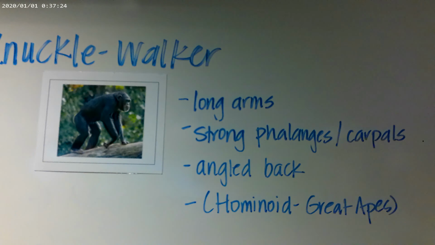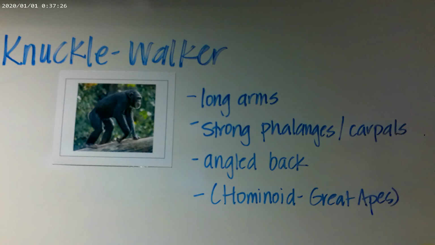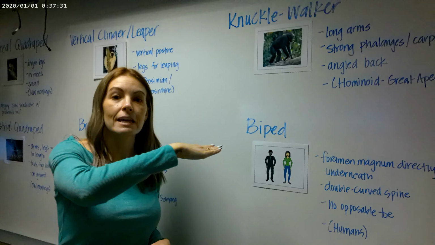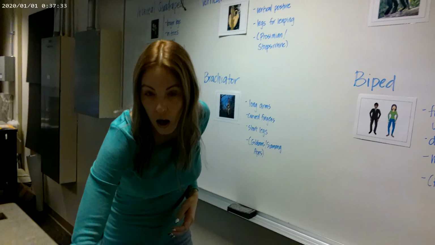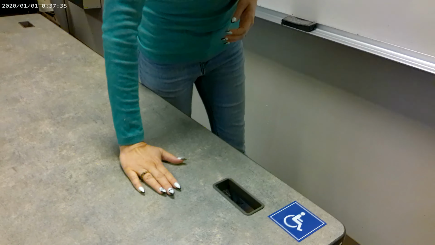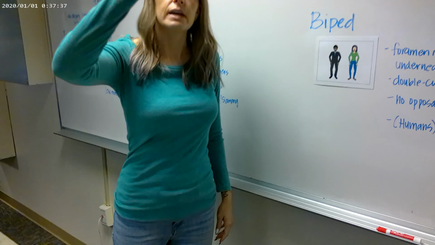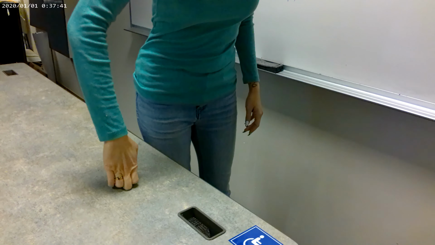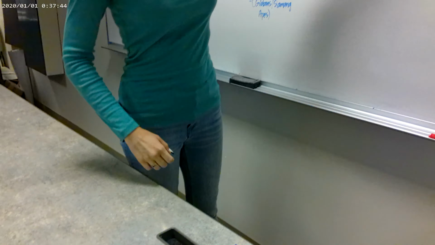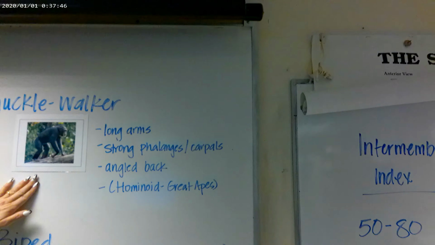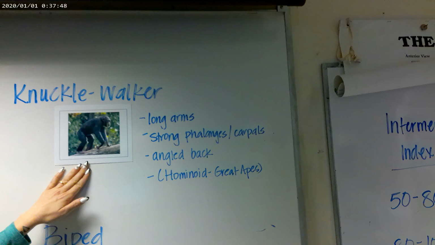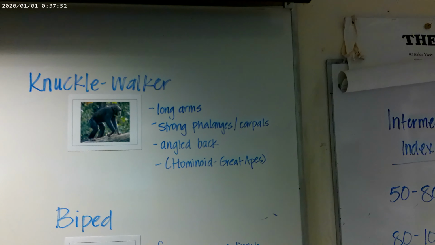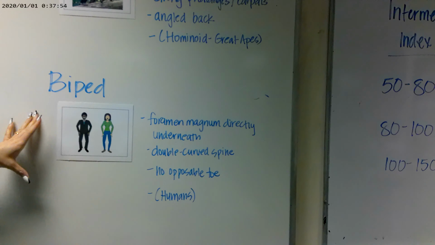If you're trying to differentiate a knuckle walker from a terrestrial quadruped, remember the terrestrial quadruped has a flat back and their palms are on the ground. A knuckle walker is going to have an angled back, and they actually walk on their knuckles with their fingers bent. This is seen in our hominoid great apes like chimps, gorillas, bonobos, and orangutans if they do come down from the trees. Finally, we have bipedalism.